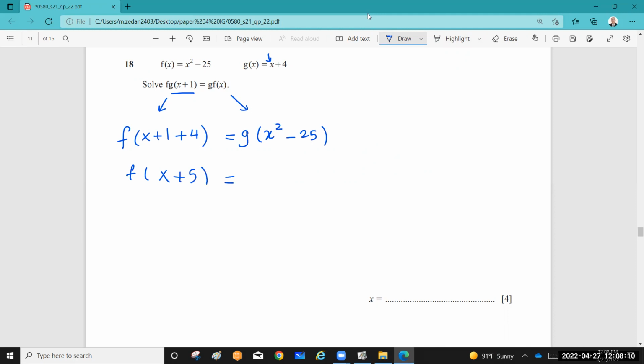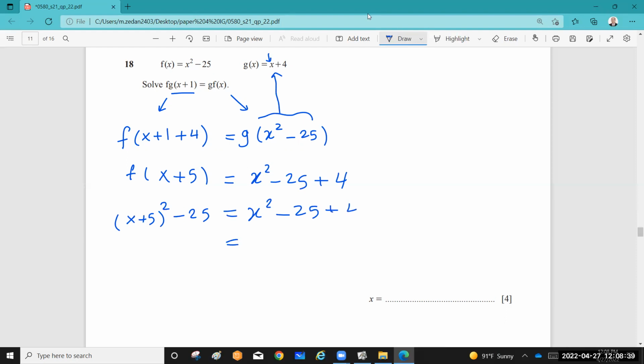Now g of x squared minus 25: go to the function g and write all this instead of the small x, so x squared minus 25 plus 4, the same as f of x plus 5. F of x plus 5: go to the function f and write x plus 5 all squared minus 25. Now if you expand, x squared plus 10x plus 25 minus 25 is equal to x squared minus 25 plus 4.